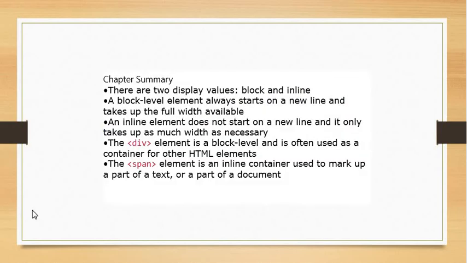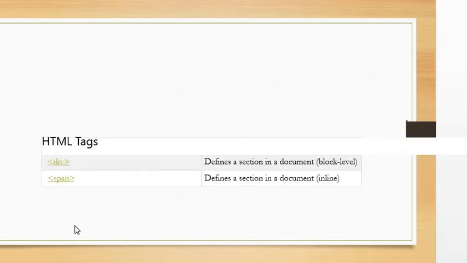So the chapter summary goes like this. There are two display values, block and inline. A block level element always starts on a new line and takes up the full width available, whereas an inline element does not start on a new line and only takes up as much width as necessary. The div element is a block level element and is often used as a container for other HTML elements. The span element is an inline container used to mark up a part of a text or a part of a document.